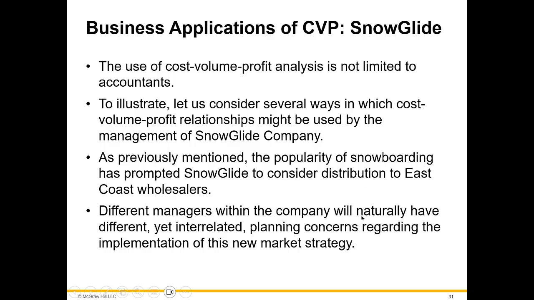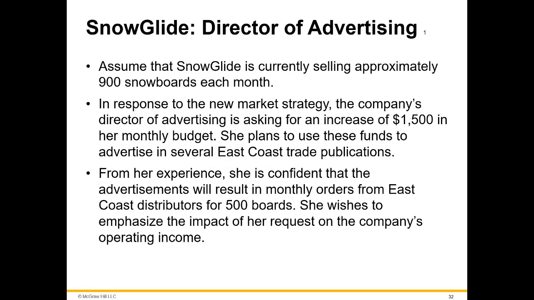Okay, so different managers within the company will naturally have different yet interrelated planning concerns regarding the implementation of the strategy. So assume that Snow Globe is currently selling 900 snowboards. In response to the new market strategy, the company's director of advertising says, hey, costs are going to increase $1,500 in the monthly budget. She plans to use these funds to advertise on the East Coast. From her experience, she is confident that the advertisements will result in monthly orders of 500 more boards. So they were at 900, and we think we can sell 500 more. So she wishes to emphasize the impact of her request on the company's operating income. So let's see what that looks like.